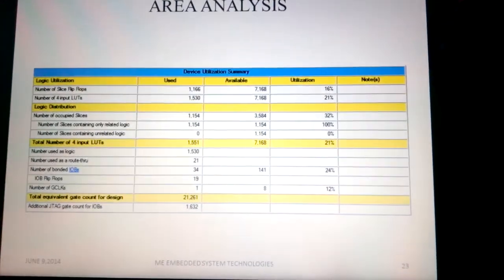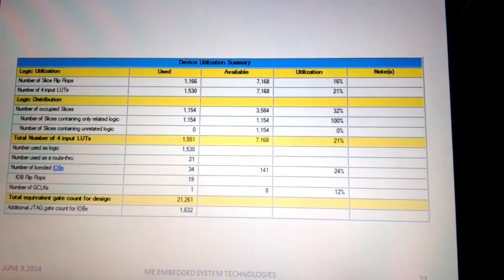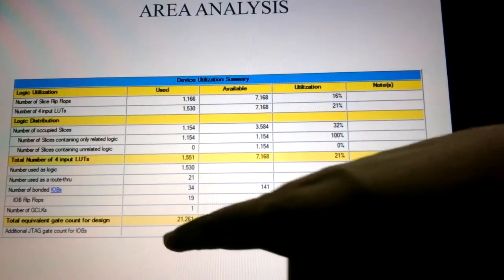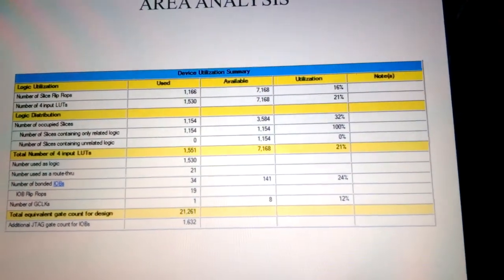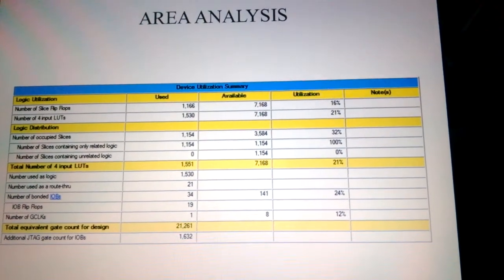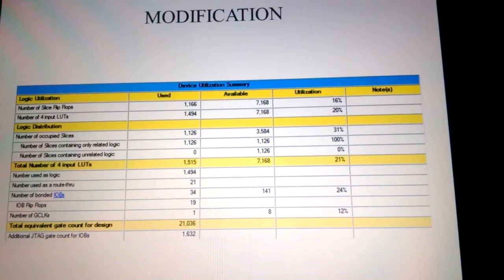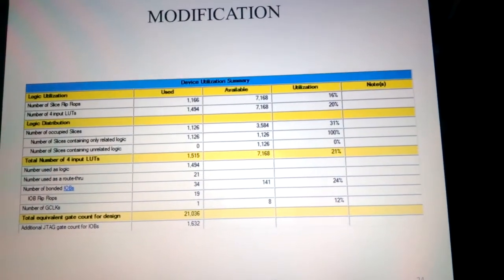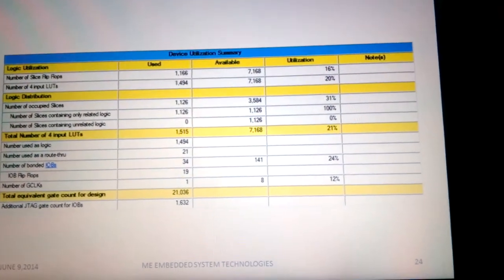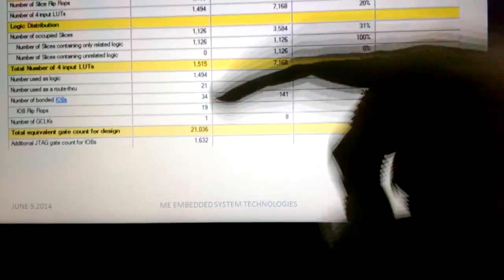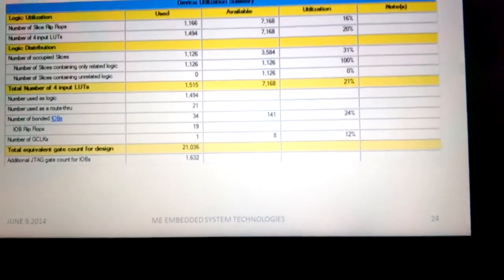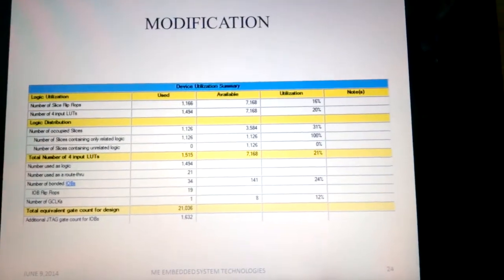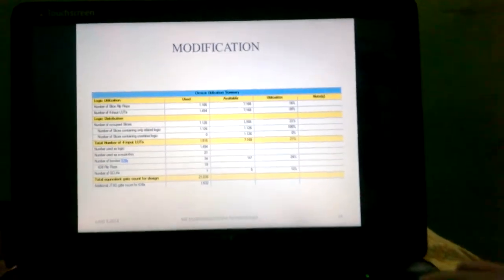This is the area analysis which I have obtained between the existing as well as the proposed system. In the existing system, the total gate count has been found to be 21,261 gates. Next is my proposed system area analysis, that is with the modification. After making my modification, the total gate count in my proposed system has been found to be 21,036 gates. So nearly I have reduced 225 gates from the existing system, which means there is a greater reduction in area in my proposed system.